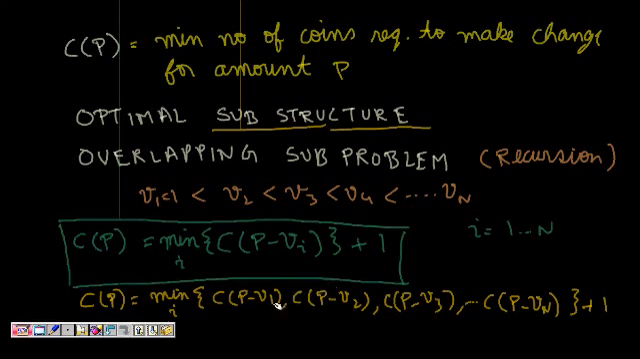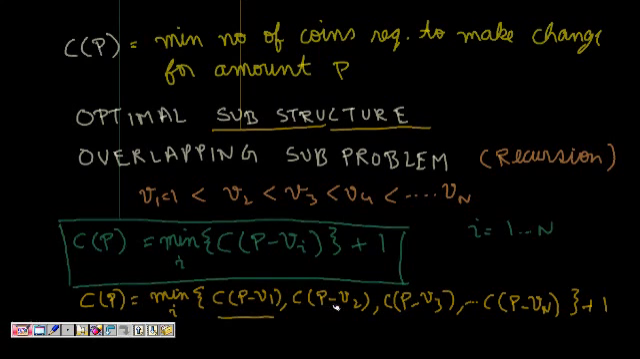So let's say that the last coin was, I can choose any one of the coins like v1, v2, v3. So if I use v1, that means I now have P minus v1, and I should have the change already for that. And when I'm using C of P minus v1, this tells me this is the optimal solution I already know for P minus v1. So this is the minimum number of coins required for P minus v1 sum.